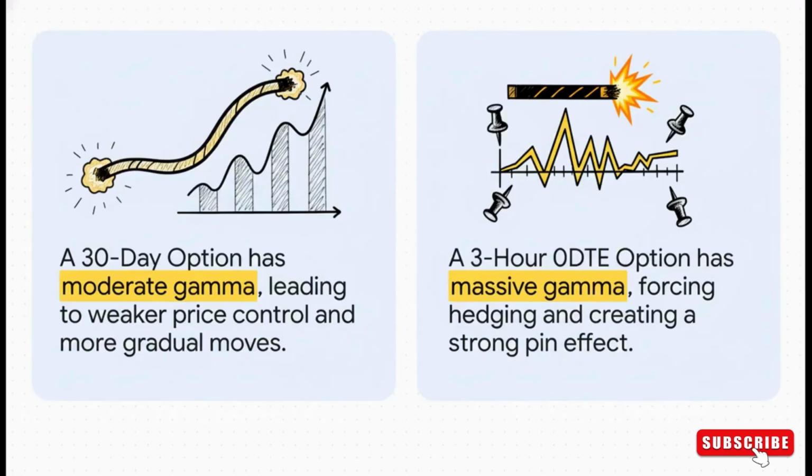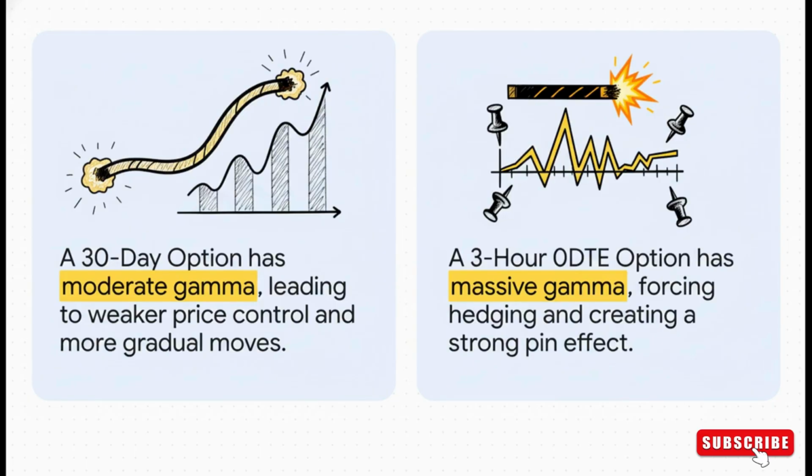And this right here shows you why 0 DTEs are just a totally different animal. Look at a 30-day option. The gamma is pretty tame, the price moves are gradual. But a 3-hour option on expiration day, the gamma is absolutely massive. It's explosive. And this creates a powerful feedback loop.